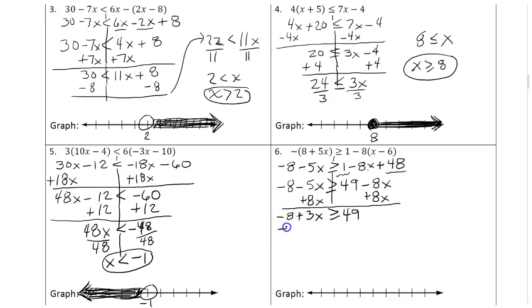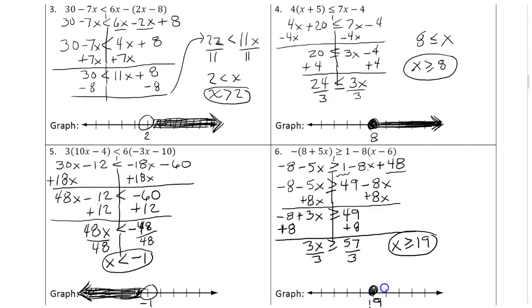Now add 8 to both sides of the inequality. We now have 3x is greater than or equal to 57. Divide both sides by 3 for x is greater than or equal to 19. Draw a solid circle at 19. The arrow goes to the right since the open mouth of the symbol is towards the variable.